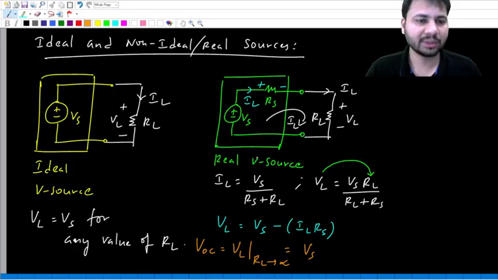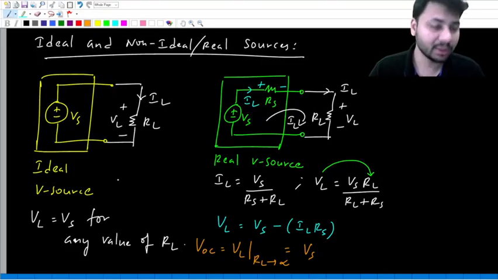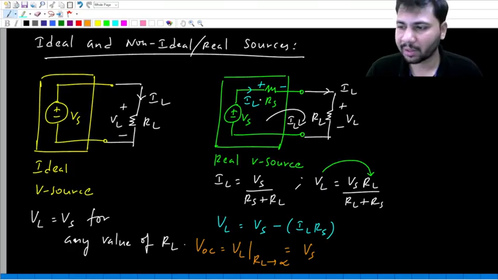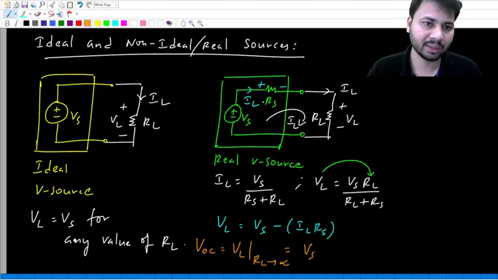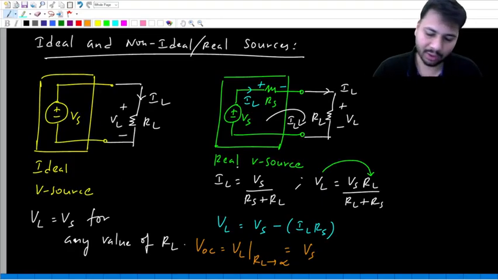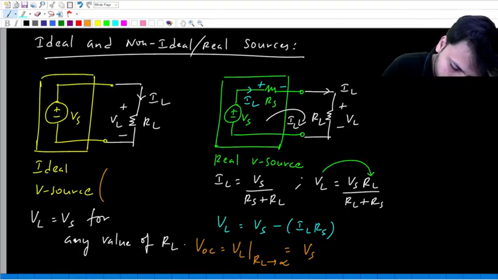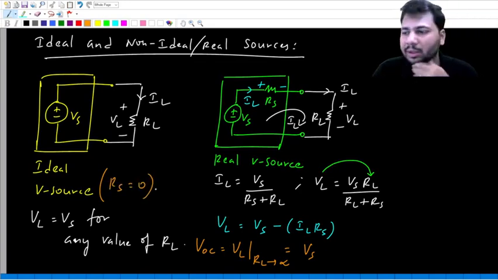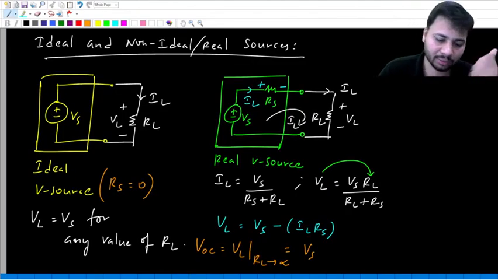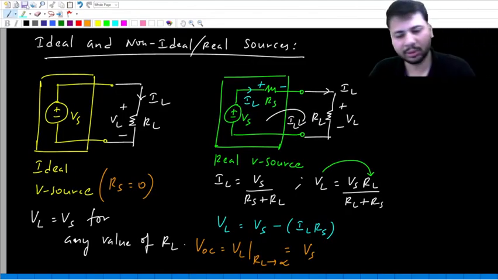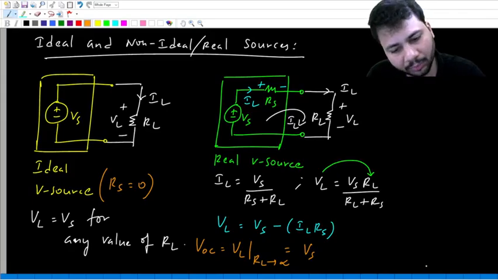So when does the non-ideal voltage source become an ideal voltage source? Is it not when the internal resistance is zero? Yes or no? When RS is zero, the voltage source will become ideal. So for an ideal voltage source, we can say the internal resistance is zero. Again, these are very basic things. Most of you must already know this. Okay.